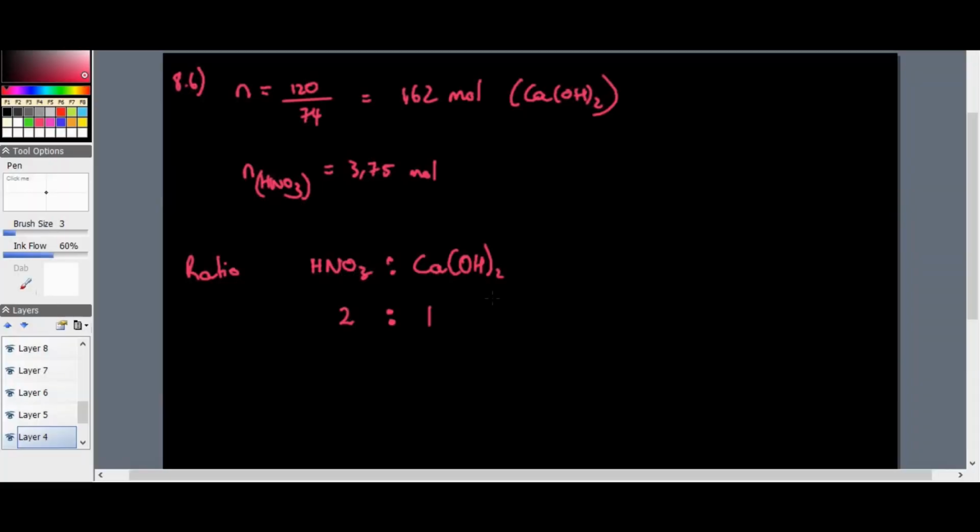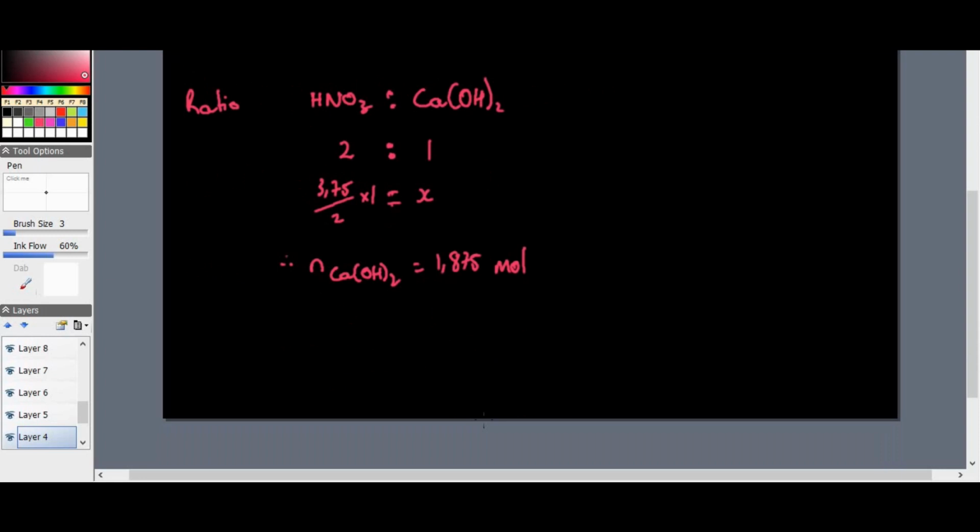Now all we've got to do is the same thing we did in the previous question. We take half of 3.75, divided by 2, multiplied by 1, and then we'll get what x will be equal to. Therefore, the amount of moles of Ca(OH)2 would still equal 1.875 mole, exactly the same way we did in the previous question. That's the amount of moles that we would need with the mole ratio.